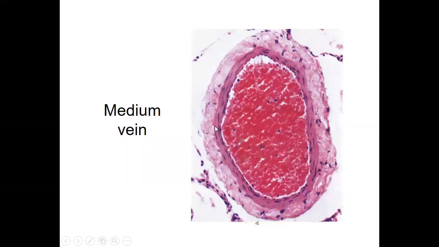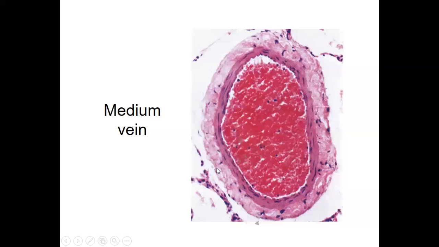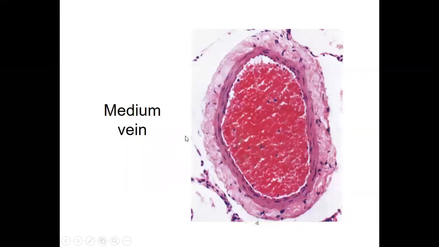There is the medium vein now. This is tunica media, and then tunica adventitia. This is the characteristic of the tunica adventitia on the medium vein. Thicker. You can see here, thicker compared to the tunica media, right? That is how you differentiate whether this is vein or artery. Tunica adventitia is thicker than tunica media, composed of collagen fiber and elastic fiber.